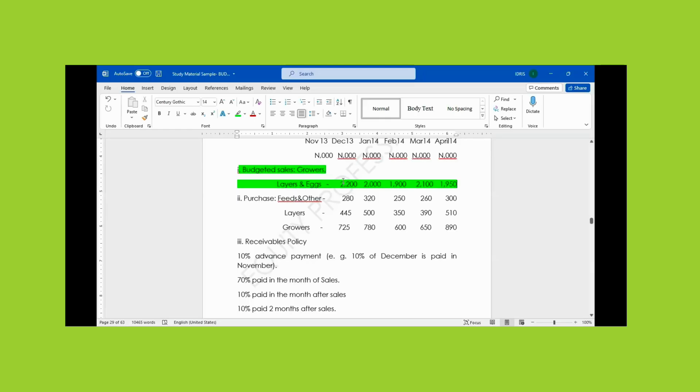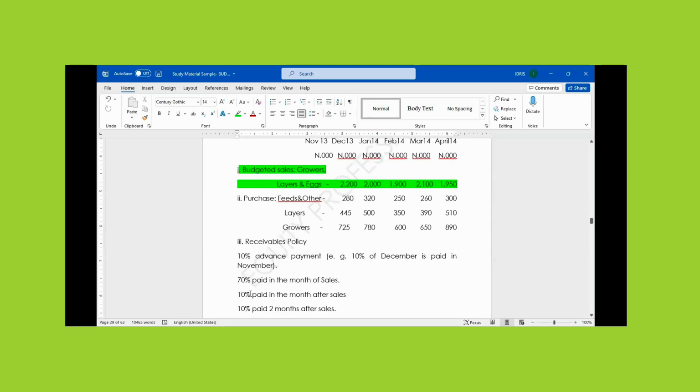Take for instance, we make sales of 2002 in December. Do we receive that 2002 in December? No, it depends on how they tell us we receive money. They say 10% of the 2002 will be received as an advance payment. 70% of that sales will be received in the month of December, the month of sales. Another 10% will be received in what?